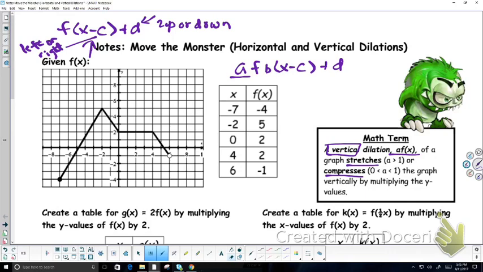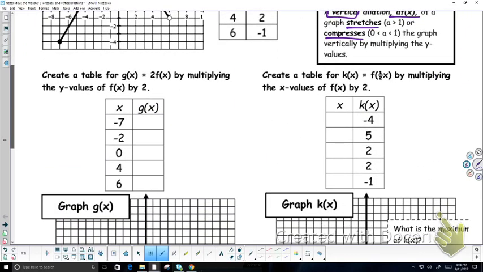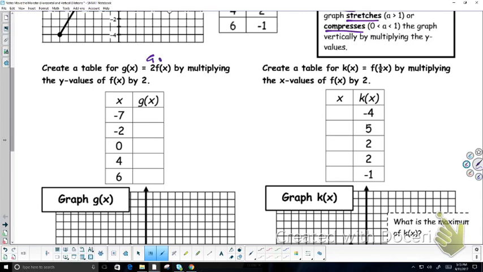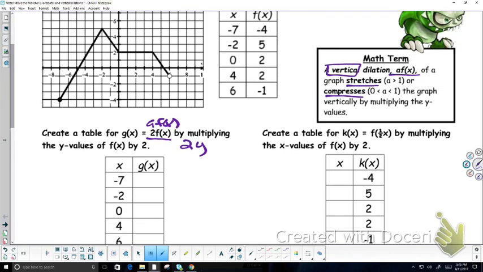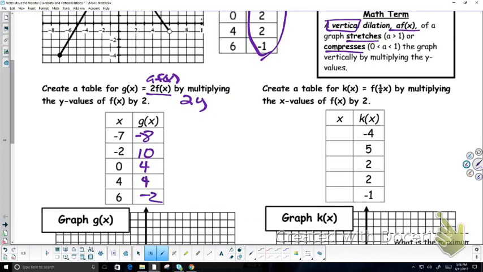Notice our graph. This is the same graph we've been using, and that is our table for the graph we've been using. So it starts off by telling us, notice, this is a, f of x, okay? It tells us to create a table for g of x, which is going to be our new transformed graph, taking 2 times f of x. What I want you to notice is f of x is the same thing as y, so that's like saying 2 times y. In other words, take all those y values and multiply them by 2. So that's going to give us what? Negative 8, 10, 4, 4, and negative 2. Okay? So we have basically taken all our y values and multiplied by 2.